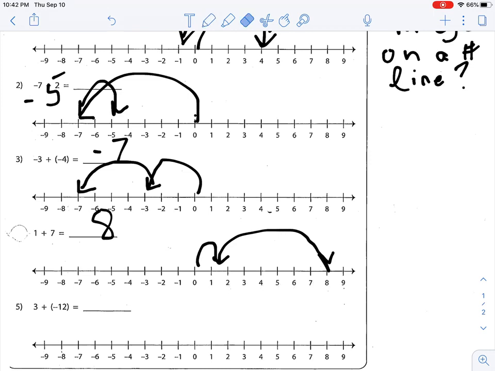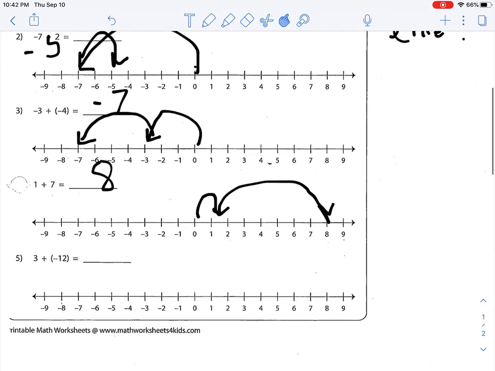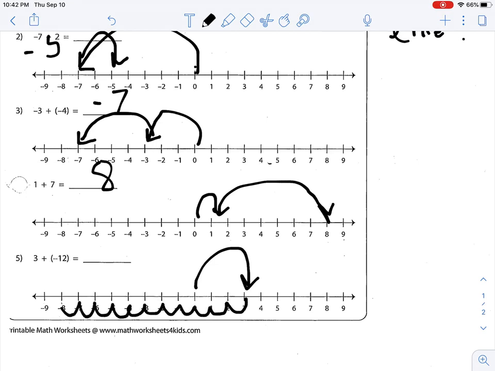The next one, first number's 3, so it's +3, so we're going to go 3 to the right. So I just drew that. And now since it's a -12, we have to go to the left 12 spots. So I'm going to just loop that 1, 2, 3, 4, 5, 6, 7, 8, 9, 10, 11, 12. So in this case, it's going to end the whole way out here at -9.